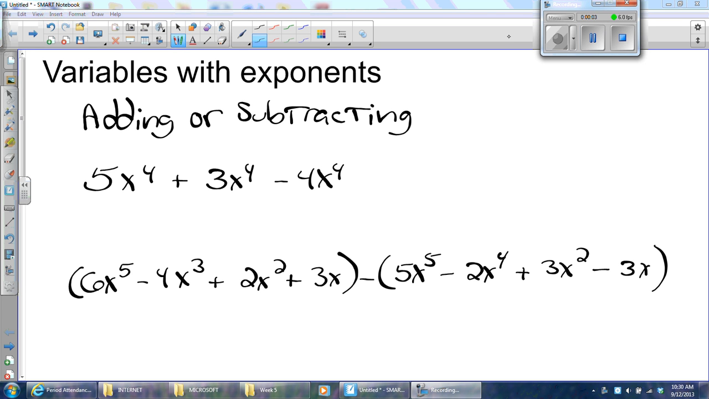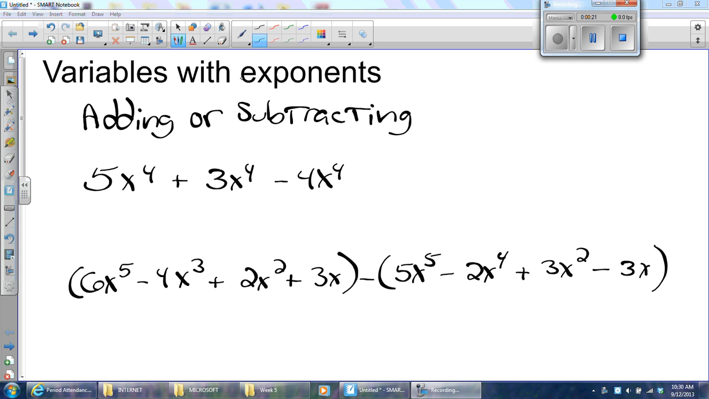Algebra students, Mr. Lawrence here with your next flipped lesson, and we're going to be working with variables with exponents. The first part of this is just total review. You already know how to do this. I just want to refresh your memory and point out that some of the things are going to be a little bit different when we get into the multiplication.